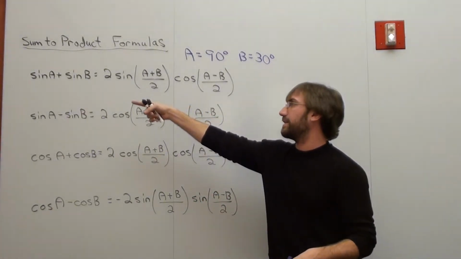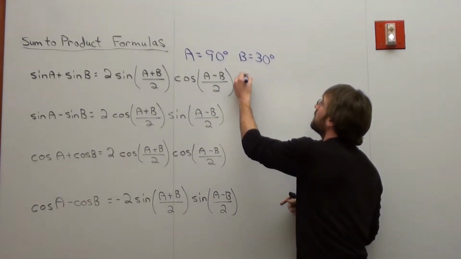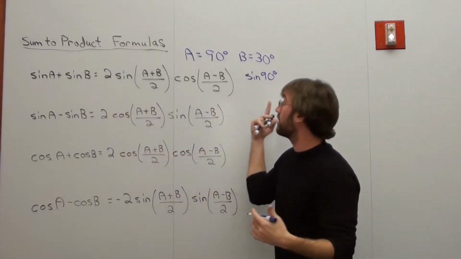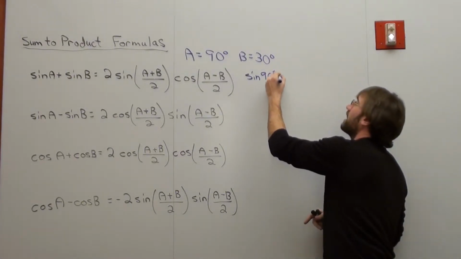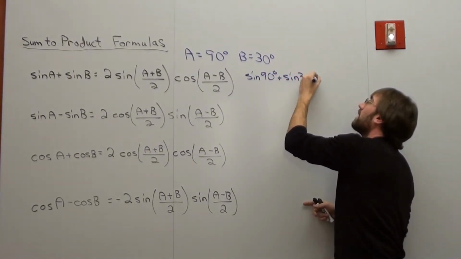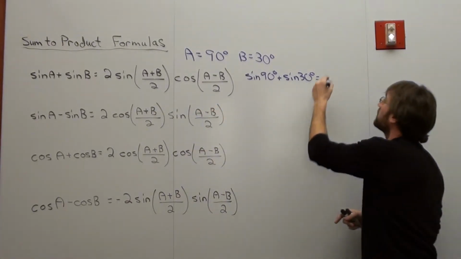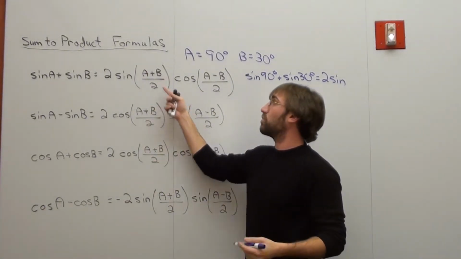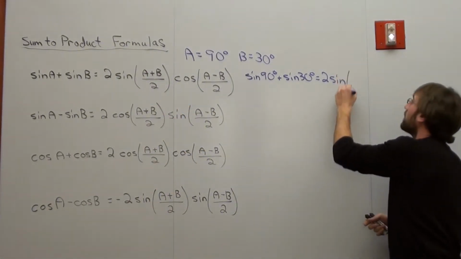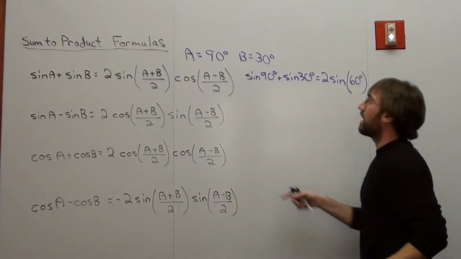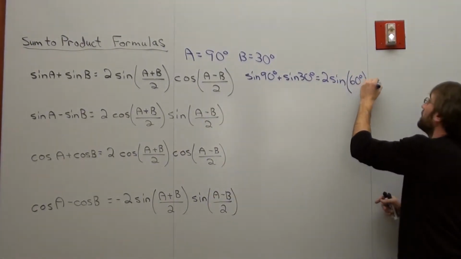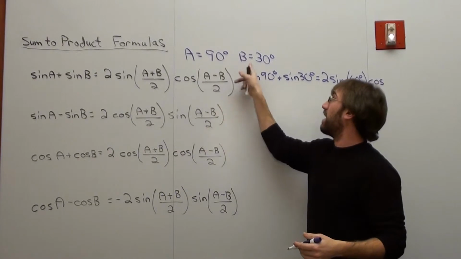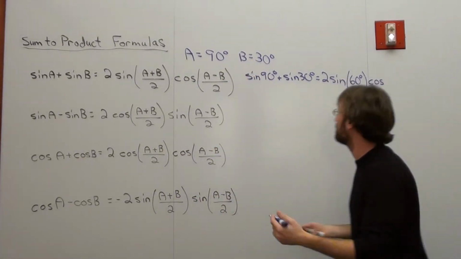So the sine of A plus the sine of B is the sine of 90 plus the sine of 30 degrees, substituting in 90 for all our A's and 30 for all our B's. That's going to be equal to 2 times the sine of (A plus B) over 2. Well, A plus B is 120 over 2, so it's actually 60 degrees. And it's going to be the cosine of (A minus B) over 2, which is 90 minus 30, which is 60, and 60 divided by 2 is 30.